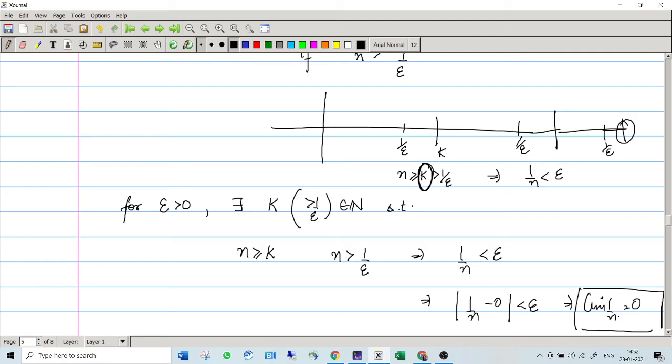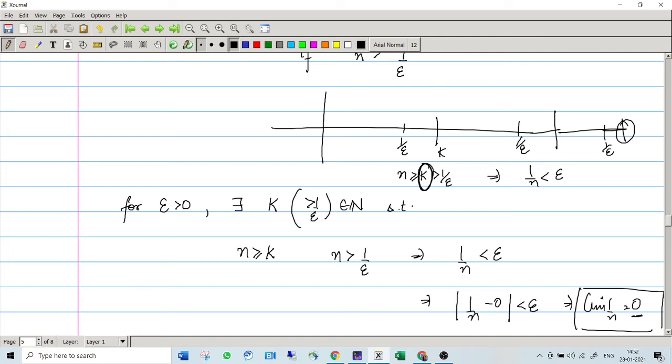Right? Got this now? So that's how you'll evaluate the limit of a sequence, or that's how you'll show that the limit of a sequence is some number, whichever we have taken, in the possible case. Right?